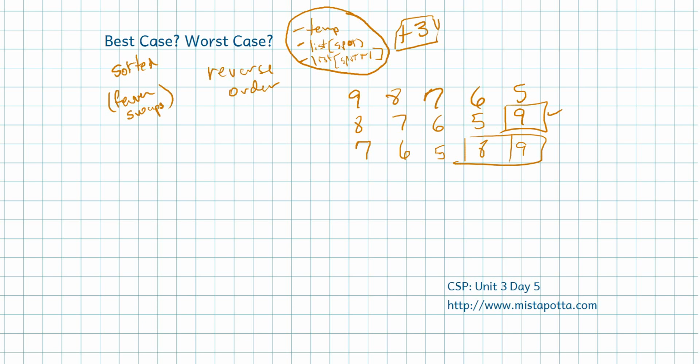So that's how we deal with this idea of a best case versus worst case. One thing you do need to know is that although this sorting technique is probably one of the easiest ones to implement, one of the easiest ones to understand, it's actually one of the slowest sorts that we're going to talk about in this course.